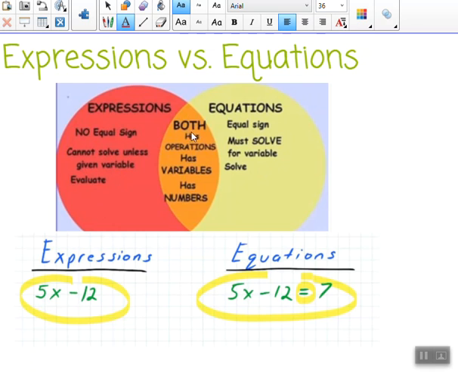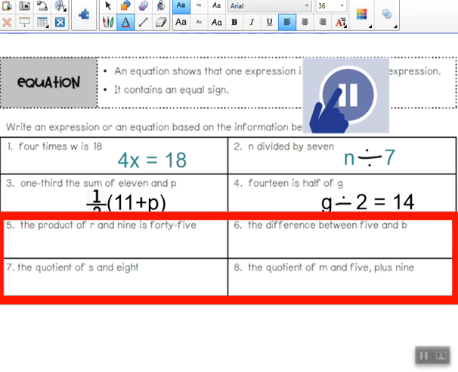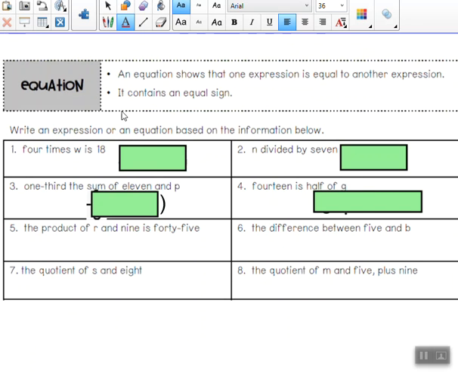So they can also both have operations, variables, numbers. They can have a lot of things in common, but just remember, we're looking for an equal sign or not an equal sign. You can remember this because equation starts with E, Q, U, A. An equal sign, guess what? Also starts with E, Q, U, A. All right, so if we go back to that last page there, these would be examples of equations.